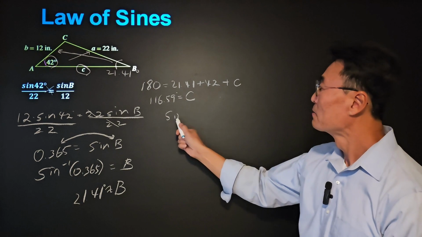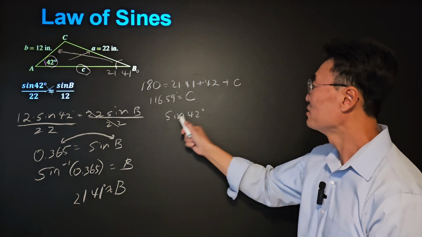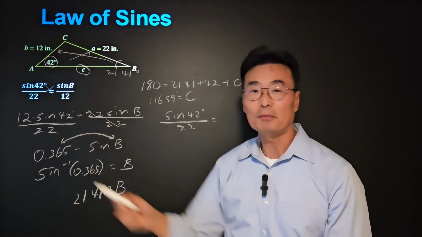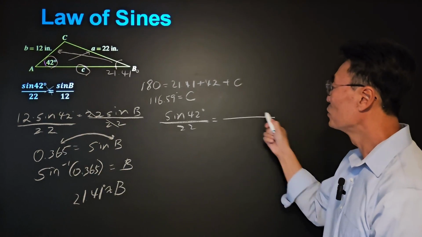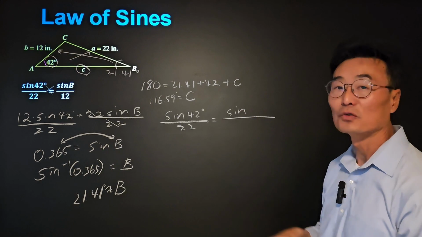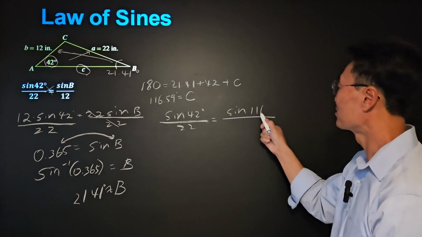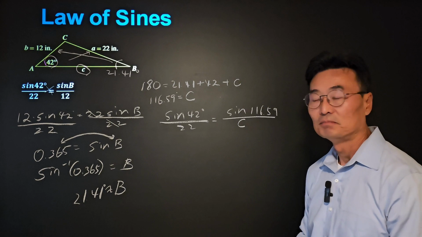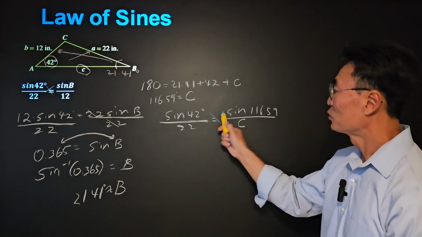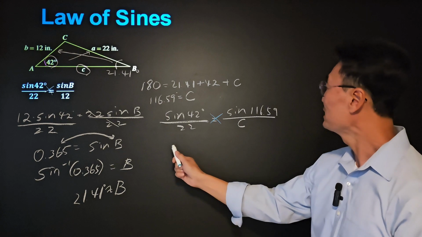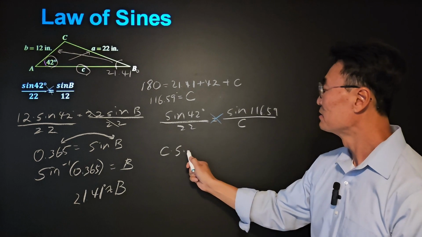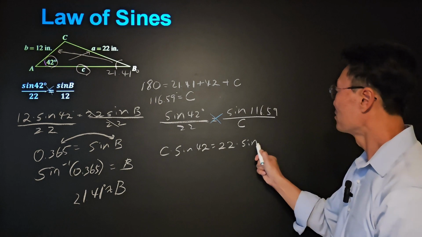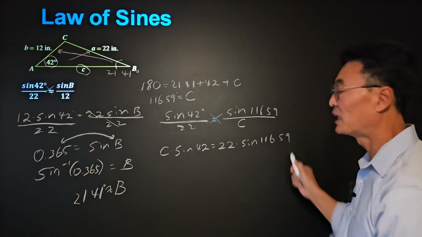So let's use the law of sines to find our side c, where it's going to be sine of 42 degrees over 22, pretty much the same thing that we set up earlier. We set that equal to sine of angle C, which is 116.59, over side c. Let's cross multiply, where we get c times sine of 42 equals 22 times sine of 116.59.